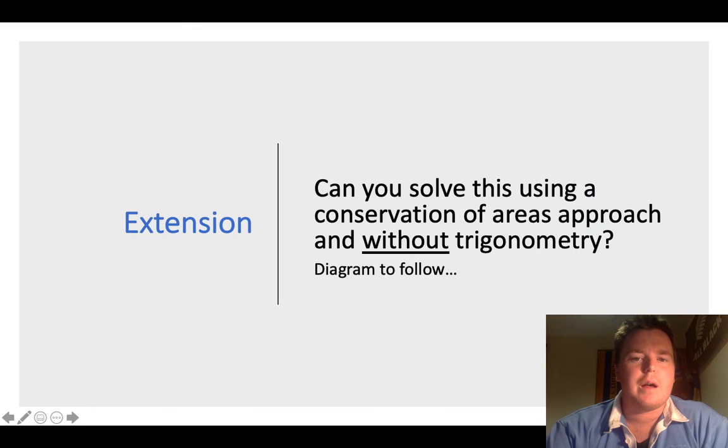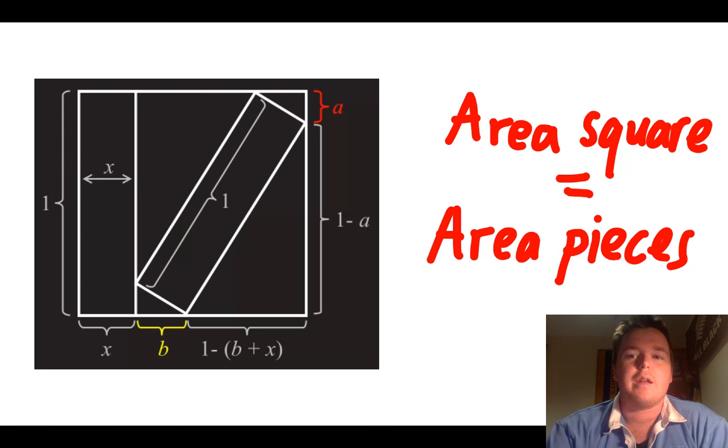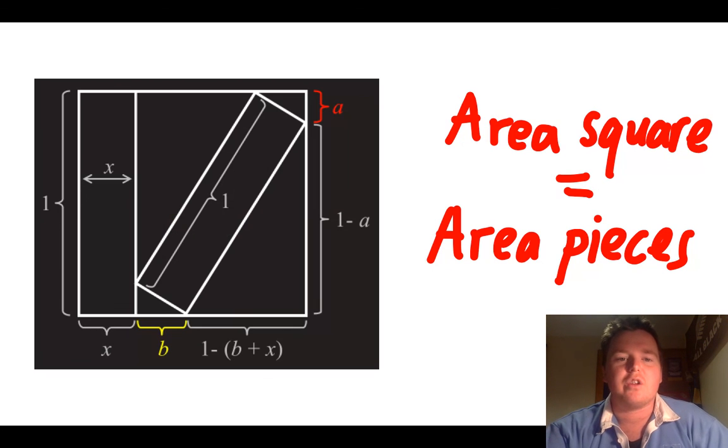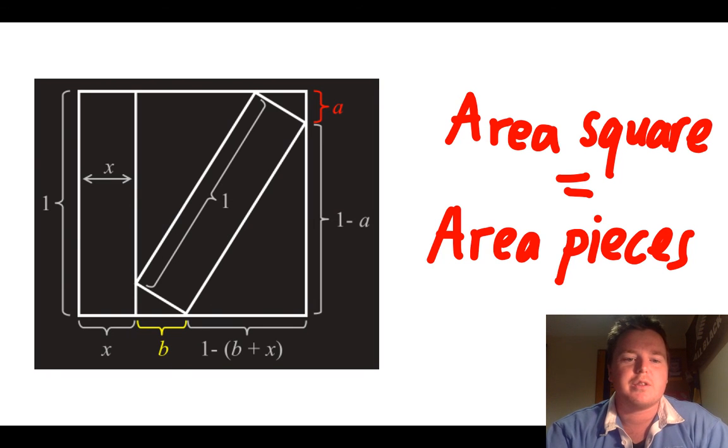Alrighty. Extension questions, can you solve that using a conservation of areas approach without trigonometry? So you might use other geometry but not trig. And that's the starting diagram for it. It's a similar diagram except A's and B's in there as opposed to thetas.